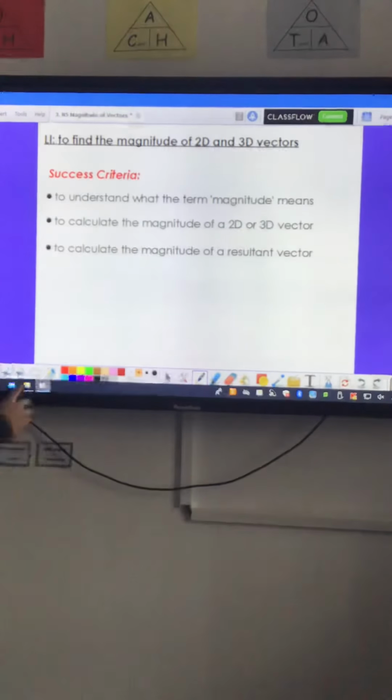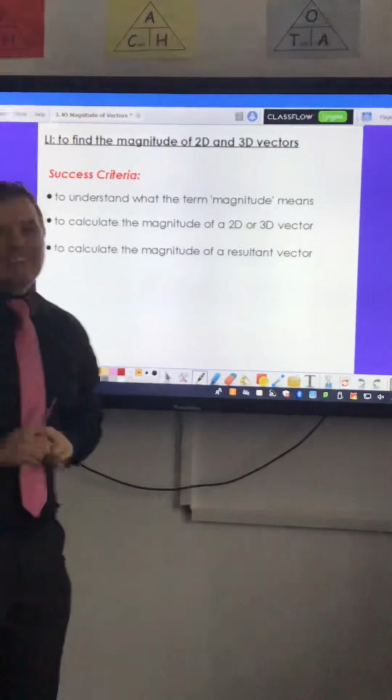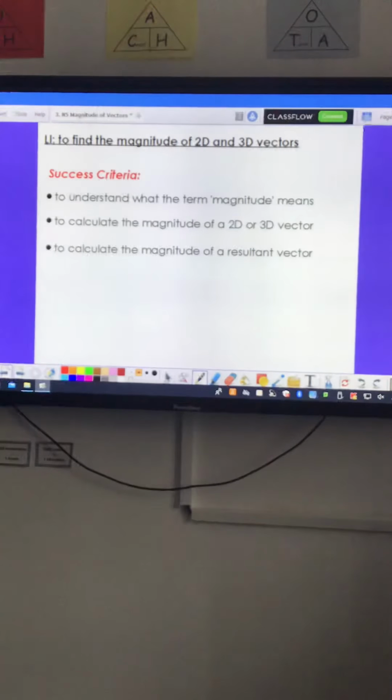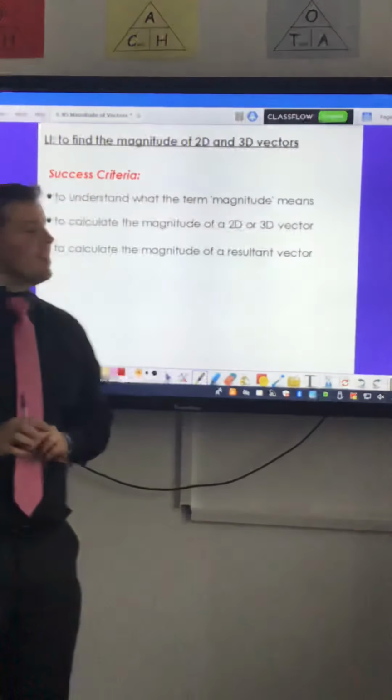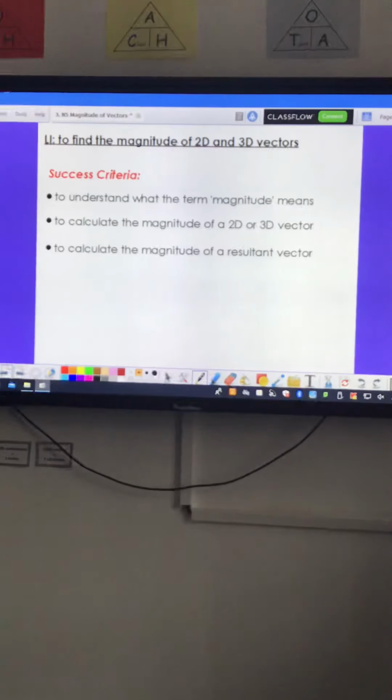So we're going to look at the magnitude of 2D and 3D vectors. Understand what the term magnitude means, calculate the magnitude for 2D and 3D vectors, and then the resultant vector, we'll find the magnitude of that as well.